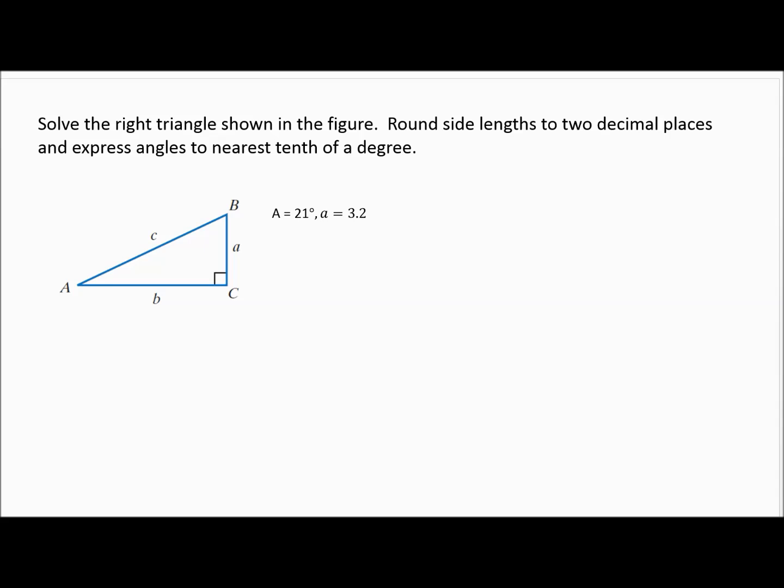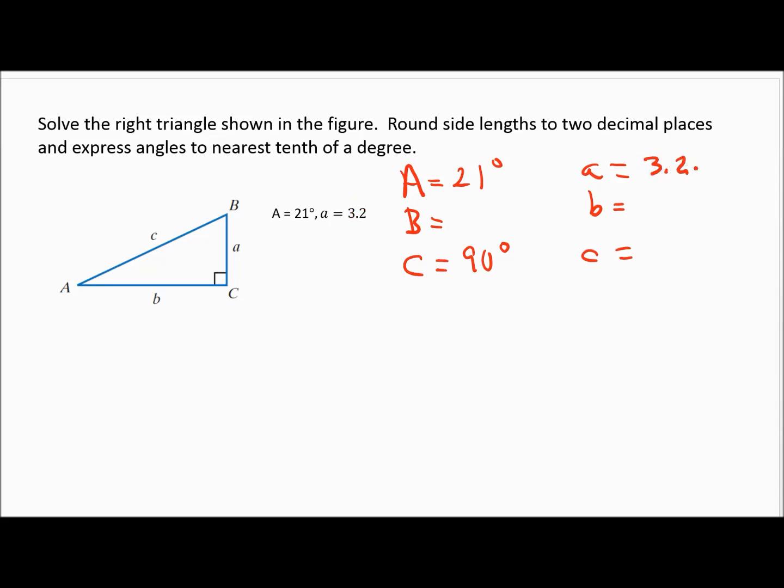Now what I do when I start these problems is I go ahead and write down A, B, C. So I'm going to answer what all the angles are, and then lowercase a, lowercase b, lowercase c. And get some of this information we already know. For example, angle C over here, see the square in there? That means that's our 90-degree angle, okay? It says angle A is 21 degrees and side A is 3.2.